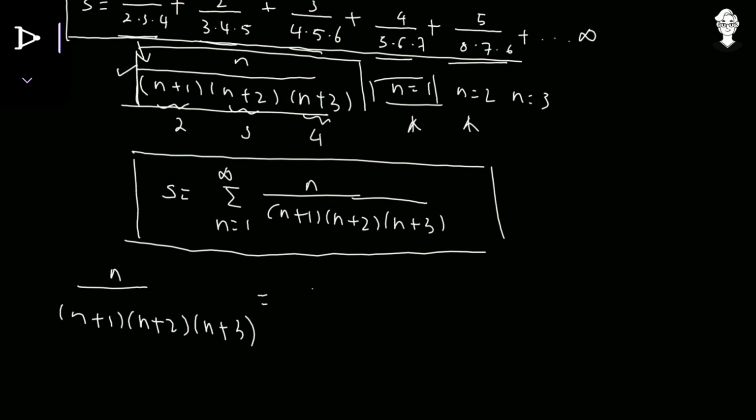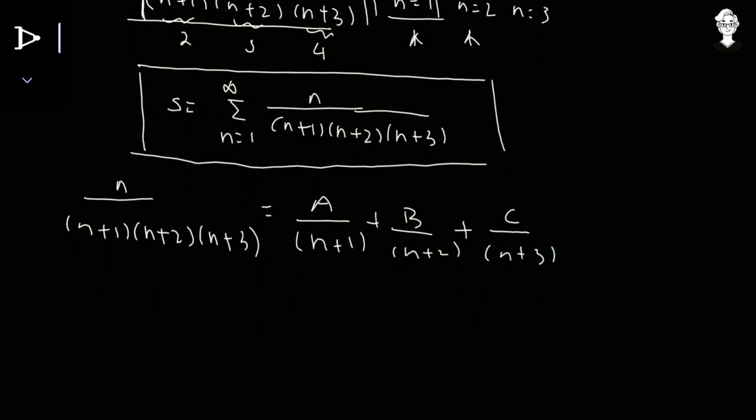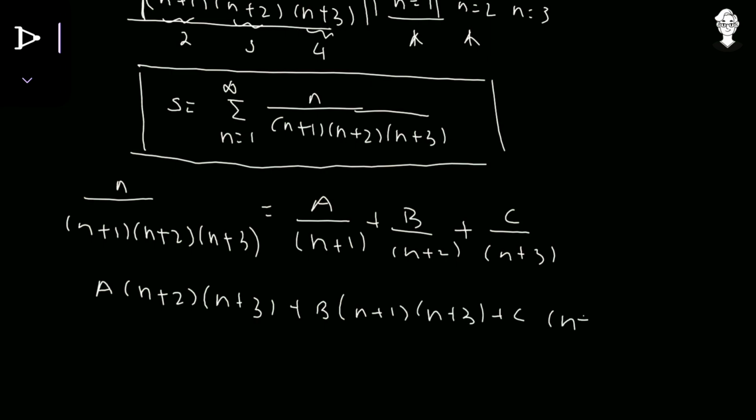So as per the partial fractions, and as this is very normal, it is a upon (n plus 1) plus b upon (n plus 2) plus c upon (n plus 3). As you can see, this has to be broken down into these terms where a, b, c must be real numbers. So now let us solve it. a into (n plus 2) into (n plus 3) plus b into (n plus 1) into (n plus 3) plus c into (n plus 1) into (n plus 2), and this is equals to n.